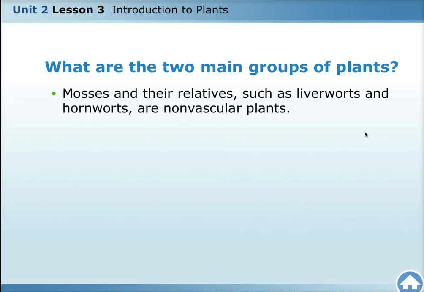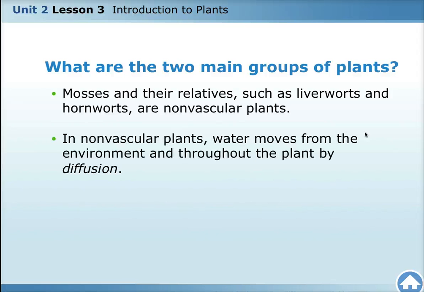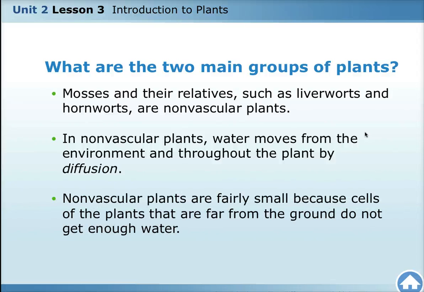Mosses and their relatives, such as liverworts and hornworts, are non-vascular plants. In non-vascular plants, water moves from the environment and through the plant by diffusion. Non-vascular plants are fairly small because cells of the plant that are far from the ground do not get enough water.